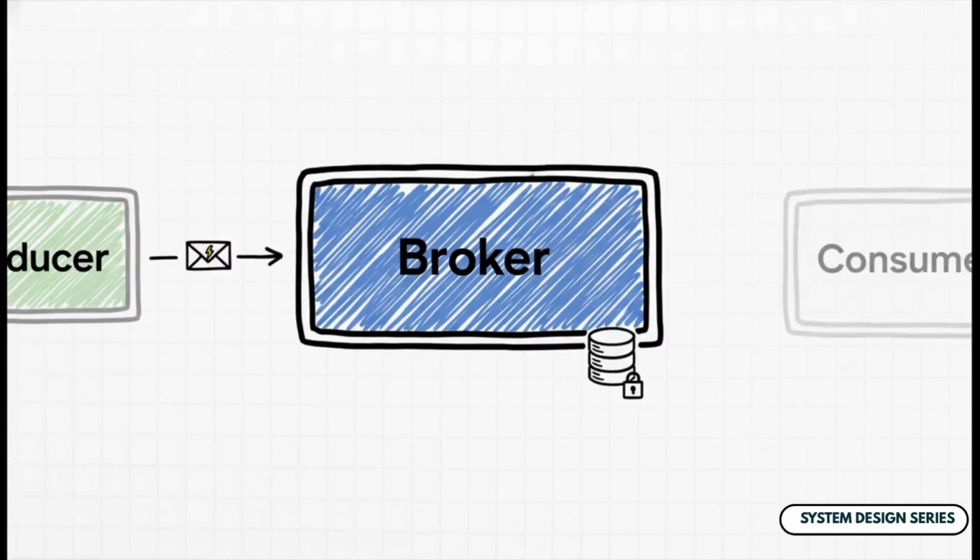In the middle, you have the broker. This is the heart of the whole operation. It's the message queue system itself. You've probably heard of things like RabbitMQ or Apache Kafka. Its main job, its whole purpose in life, is to store those messages safely and reliably, usually by writing them to disk, until someone is ready to deal with them.